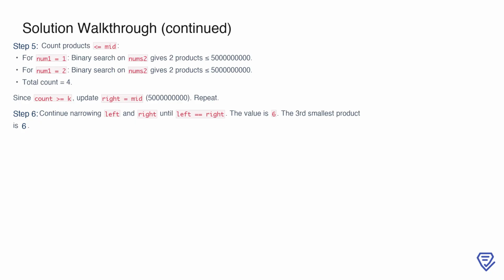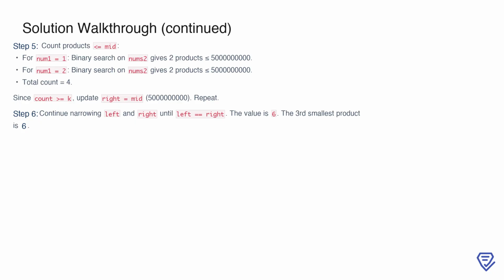Since this count is greater than or equal to k, we refine our search range by updating right to mid, setting it to 5 billion. We continue narrowing the range by recalculating left and right through repeated binary search. This process continues until left equals right.